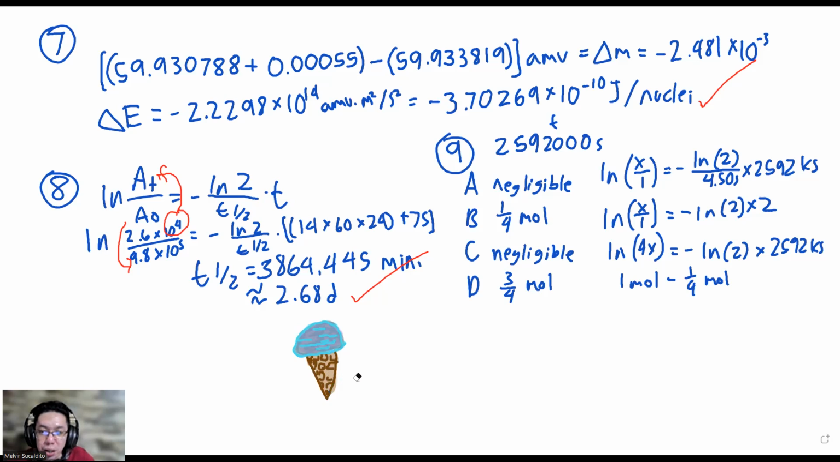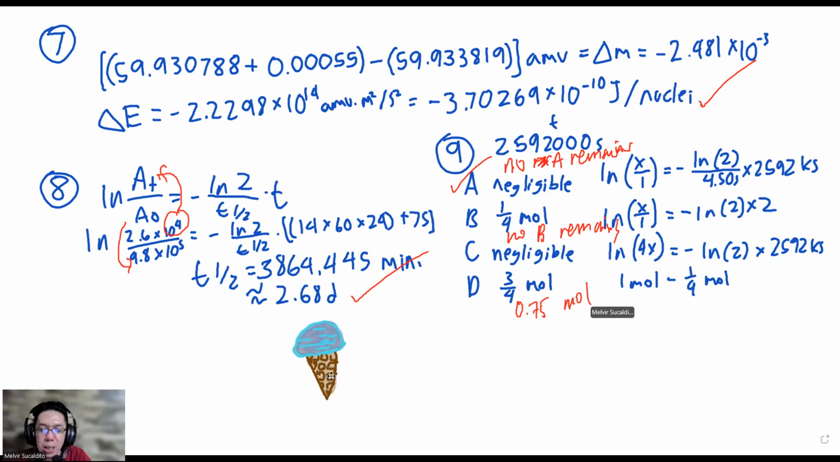So for letter A, negligible, or virtually we can say no remaining A. No A remains. And then 0.25 mole of B remains after 30 days. Then no B remains again. Or no remaining B. And then this will be 0.75 moles.